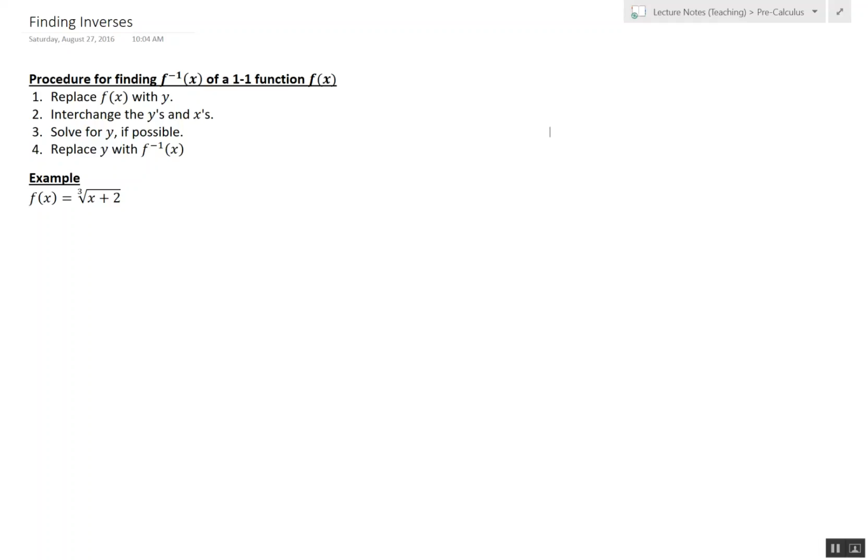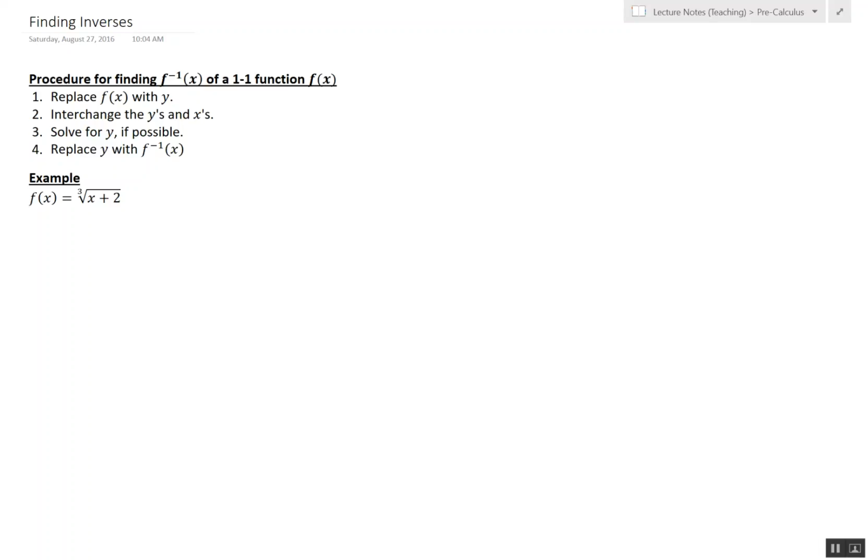I did promise we were going to talk about correcting that function from the last example, but I forgot we need to do finding inverses first before we can do that, so that's what's coming up next. If you have a one-to-one function, finding an inverse is very simple.